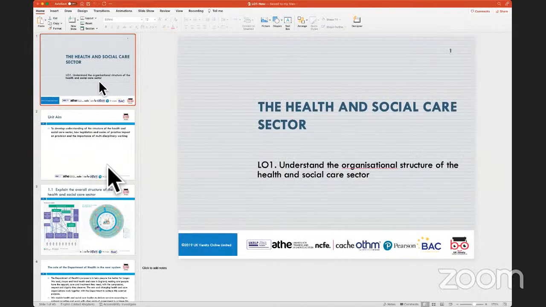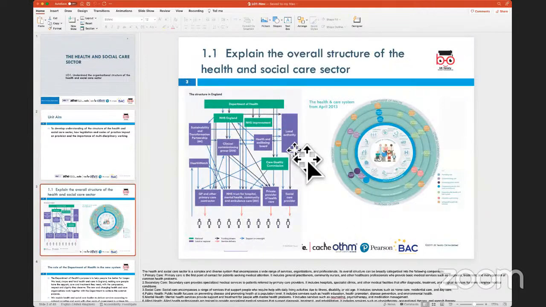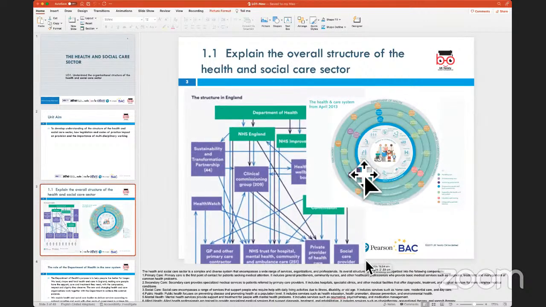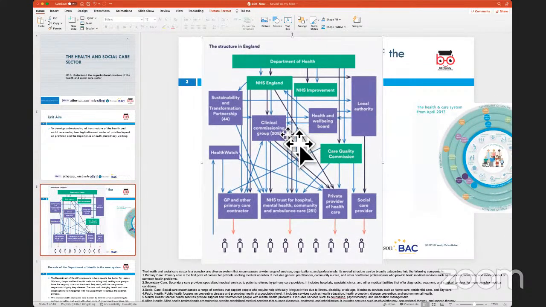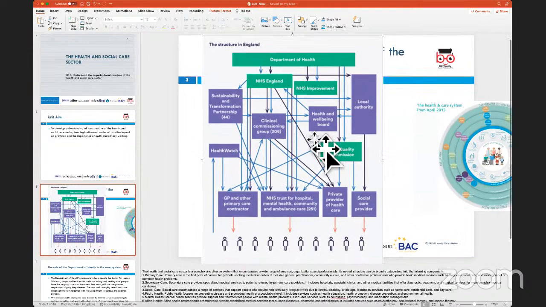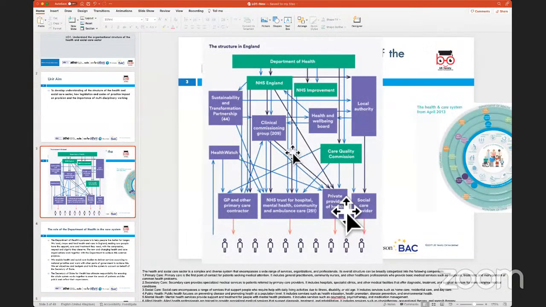Now, this presentation discusses some of the requirements and the assessment criteria that we need to be covering within this particular unit. So we'll start off with the overall structure of the health and social care sector. If I look at this chart of the Department of Health, as I mentioned to you, we are going to be studying the structure within England and Wales.